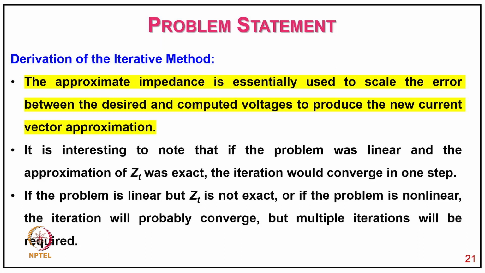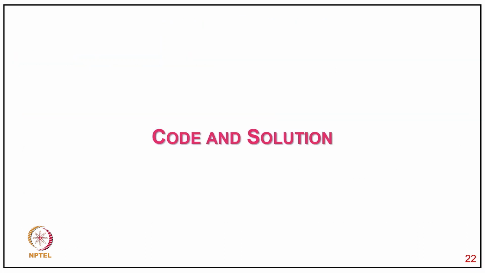It is interesting to note that if the problem was linear and the approximation of Z_T was exact, then the iteration will converge in one step. And if the problem is linear but Z_T is not exact, or if the problem is nonlinear, the iteration will probably converge, but multiple iterations will be required.